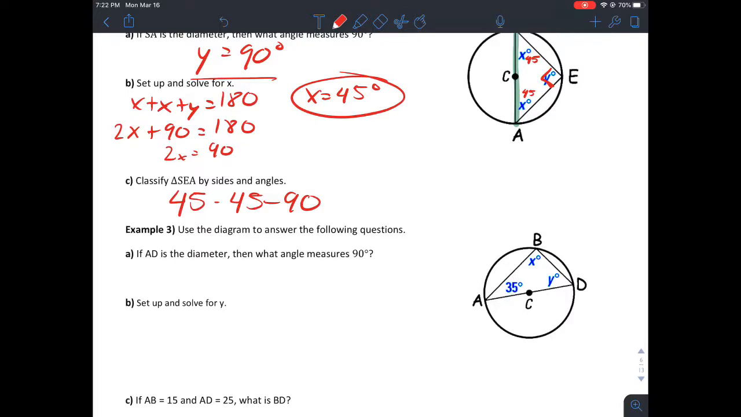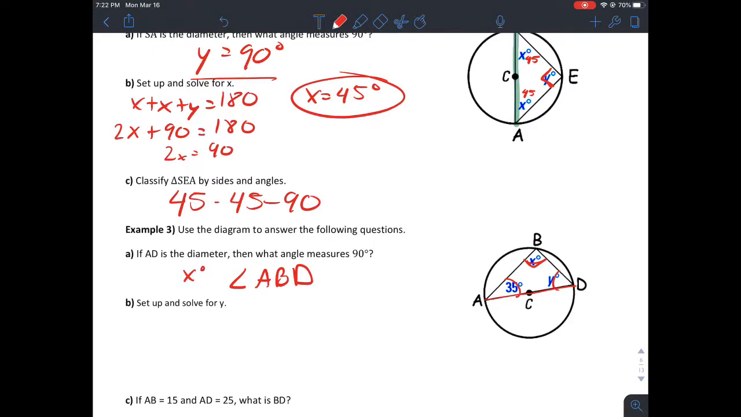So for example 3, it says, use the diagram to answer the following questions. If AD is the diameter, then what angle measures 90? Hopefully at this point, you're looking at it and you're like, well, I know my 90 degree angle would be x. Or we could even say angle ABD. Then it says set up and solve for y.